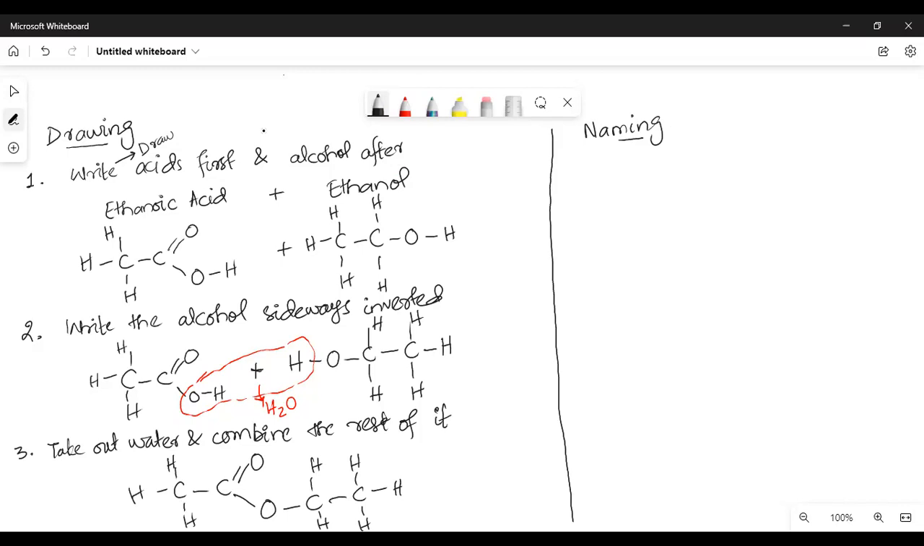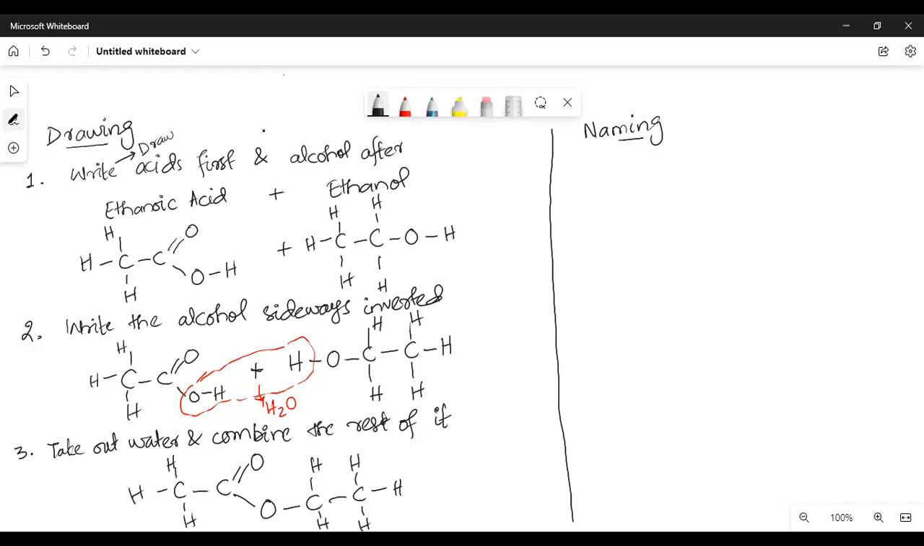If you follow these 3 simple steps, you're always gonna end up having the correct structure of the ester. In your book, the only difference is that they write the alcohol first and the acid after, and they actually invert the whole acid thing. Even if you do that, it's going to be the same. Remember to always take H out of the alcohol and the entire OH group out of the acid and form water out of it.